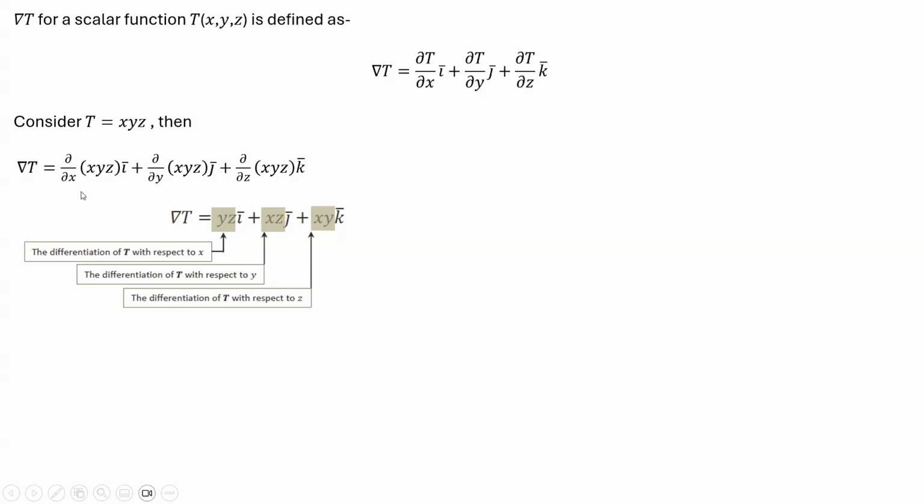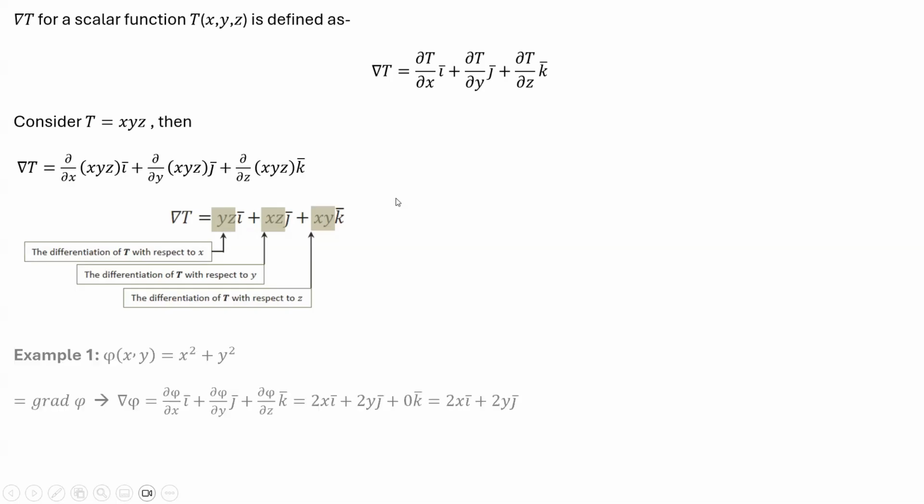As per the rule of partial differentiation, with respect to x we get yz i cap. With respect to y, we will get xz j cap. And with respect to z, we will get xy k cap. This is very basic and very easy for you, I know, guys.